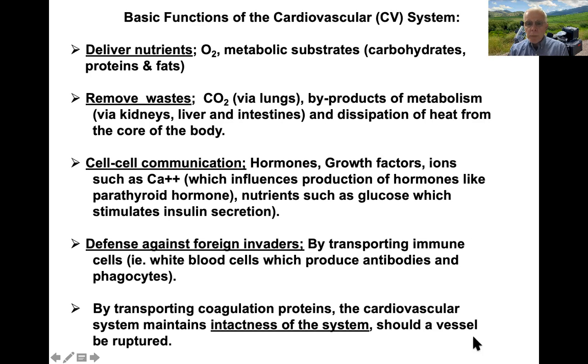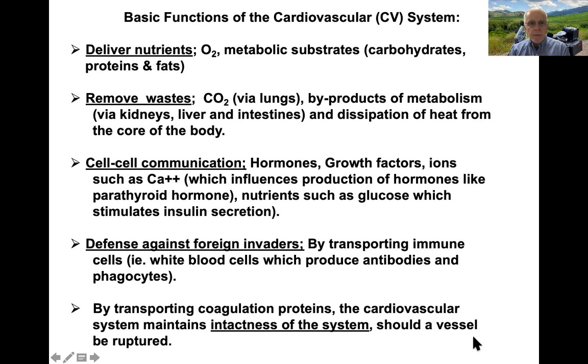These get from place to place through the cardiovascular system. Blood coagulation: the blood contains proteins that can coagulate if a vessel is ruptured or damaged and prevent blood loss. We can have inappropriate coagulation, of course, blood clots, which can be fatal, but we'll get to some of that a little bit later.